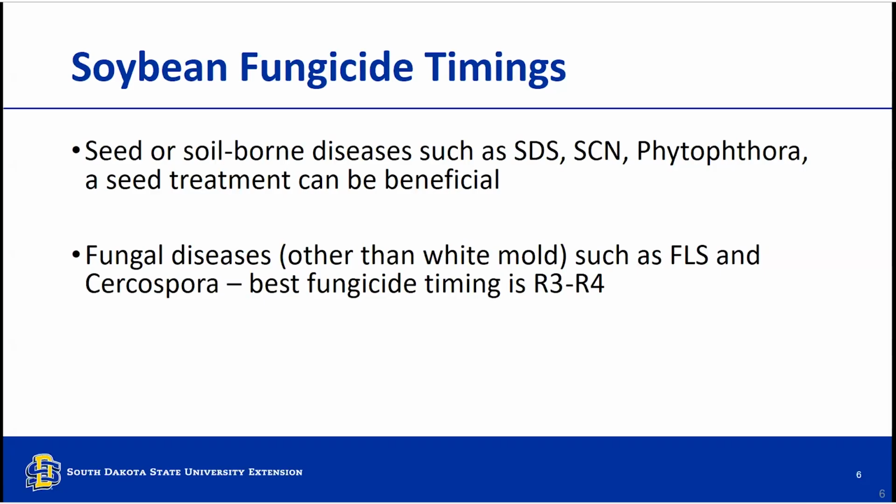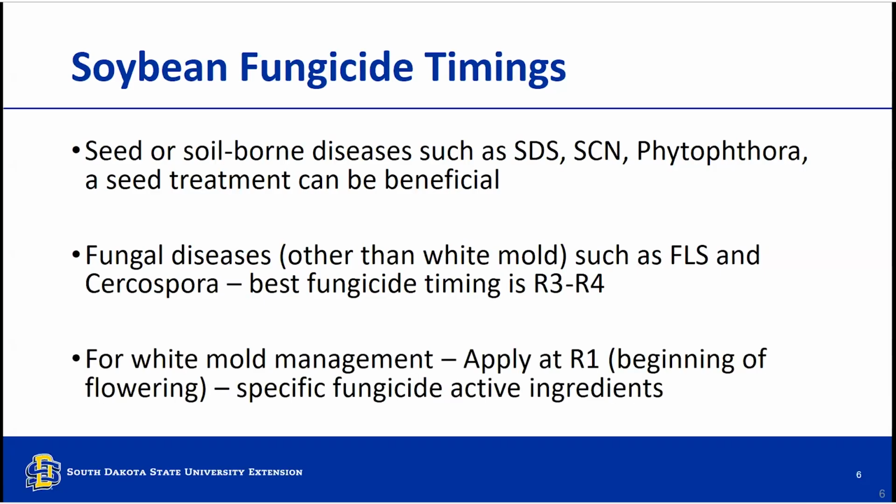Now, if you've had an issue with white mold out there, the best timing is a bit earlier, because white mold is a lot like Fusarium head blight. It needs that flowering time frame to get into the plant. So white mold calls for a slightly earlier fungicide application. We're looking at R1, beginning flower, to R2, full flower, for protection, because we're putting on a preventative fungicide at that flowering time frame.